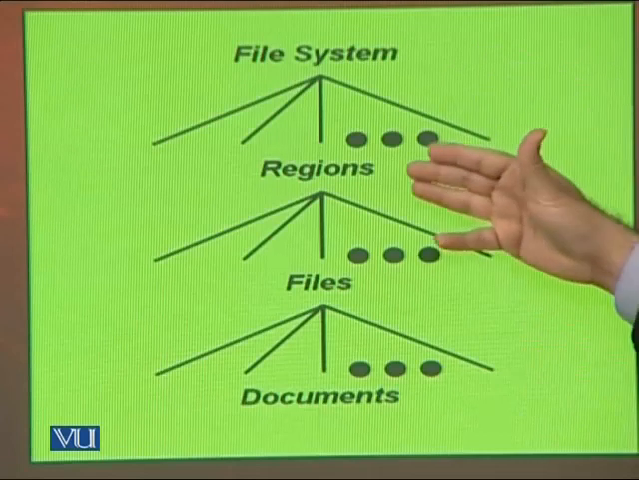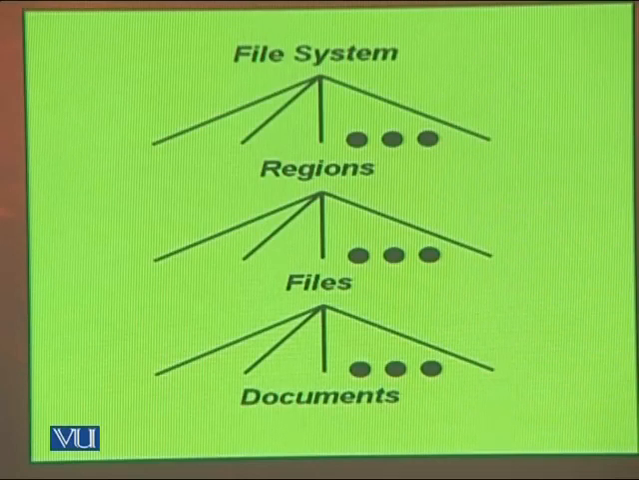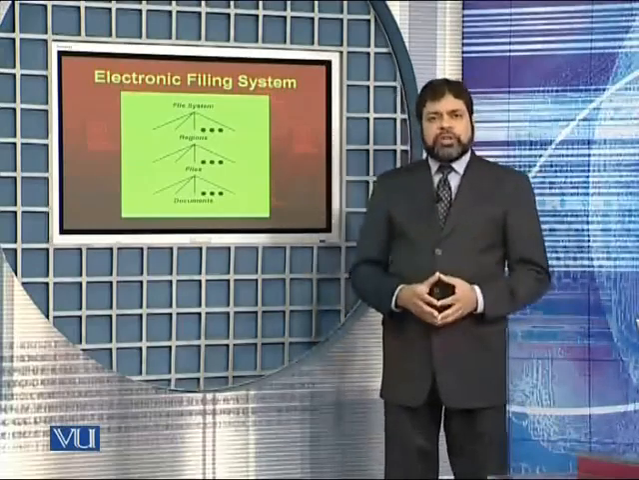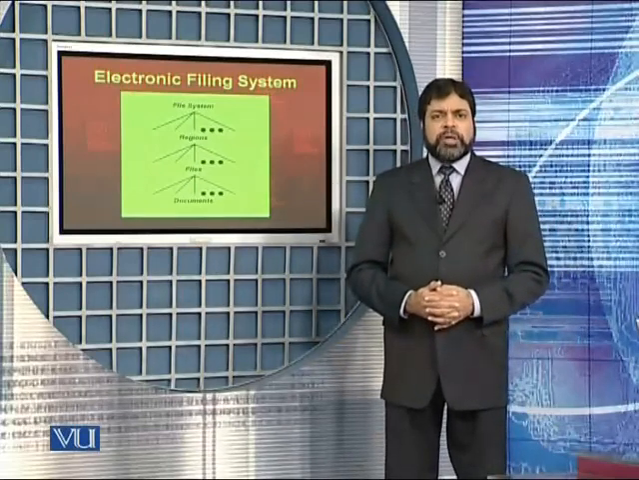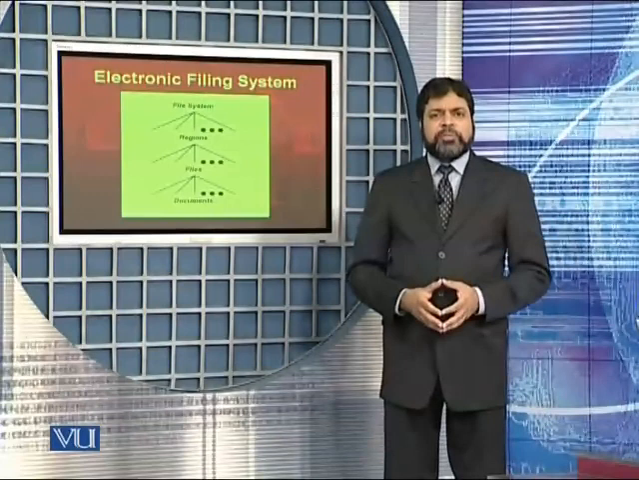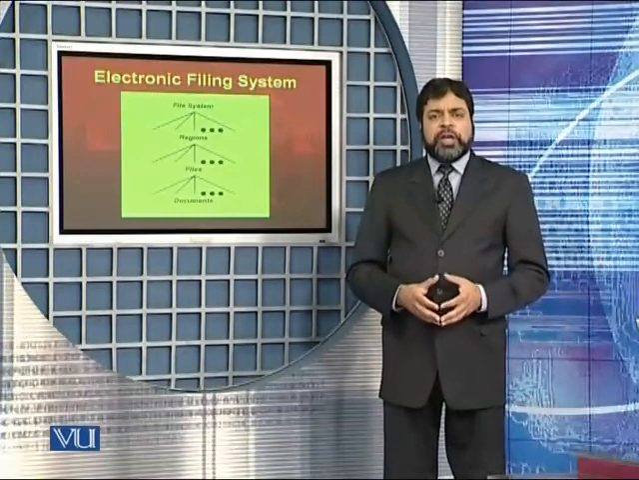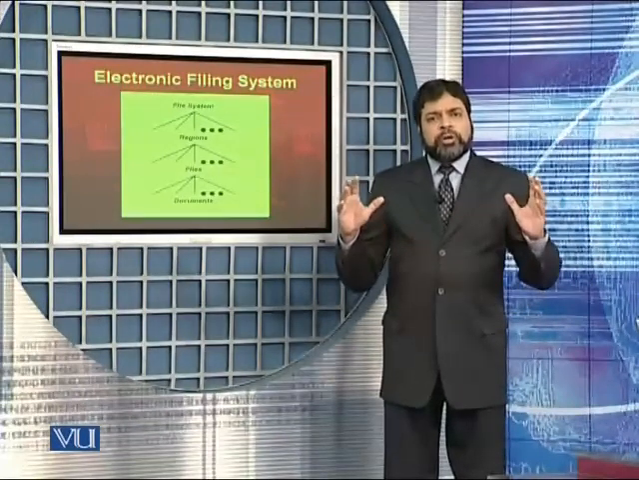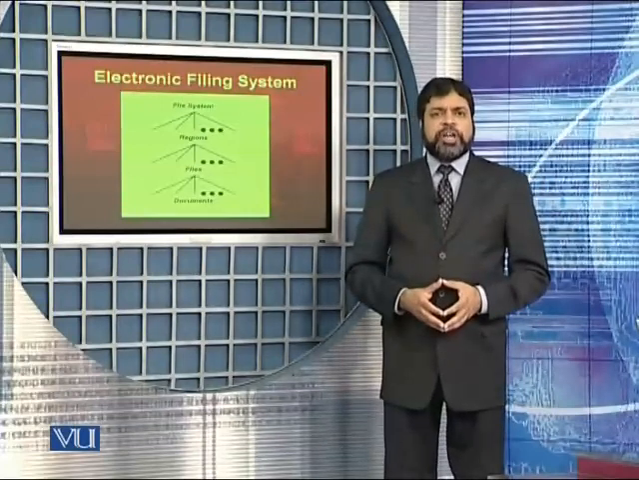The file system has regions, which have files, which have documents, and the documents are going to have the text that we are going to maintain inside them. So here is a very high level, generic view of a filing system. It could be any filing system in any typical office with multiple offices and multiple regions, and you will see that more or less they will be divided into this kind of hierarchy.